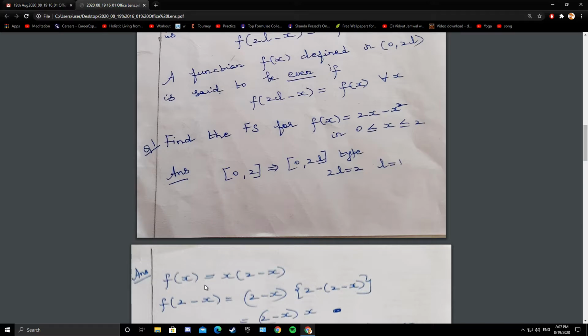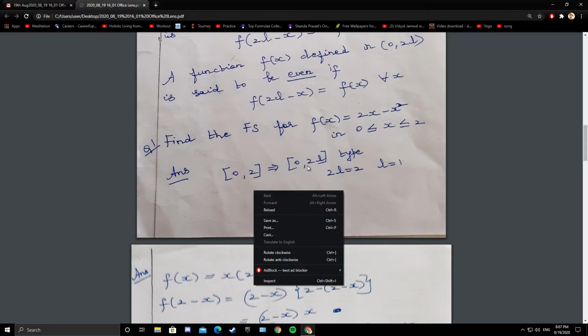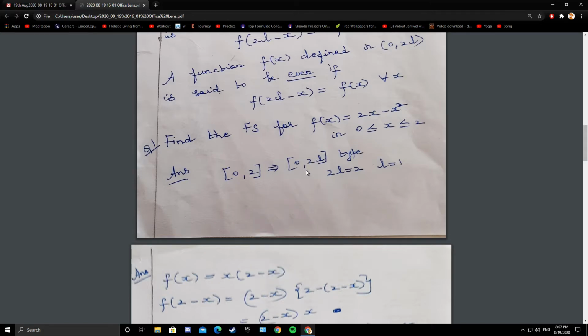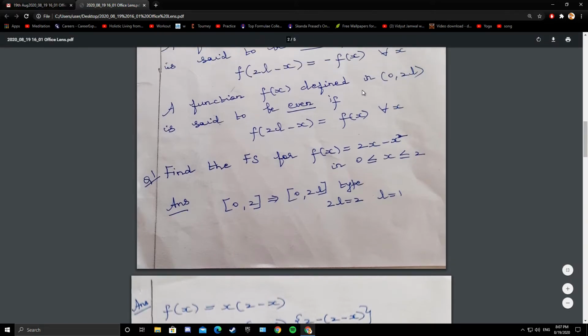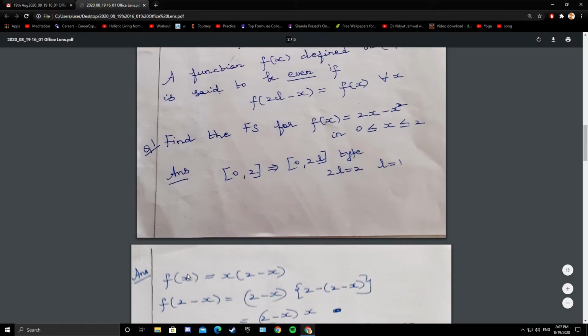Now how to check whether it is odd or even? Replace x by 2L minus x. If you are given a function in 0 to 2L, how do you check whether it is odd or even? Replace x by 2L minus x. So here L is 1. So we have to replace x by 2 minus x. So if it is 0 to 2L, it is 2L minus x. Here it is 0 to 2, so 2 minus x. So replace x by 2 minus x.